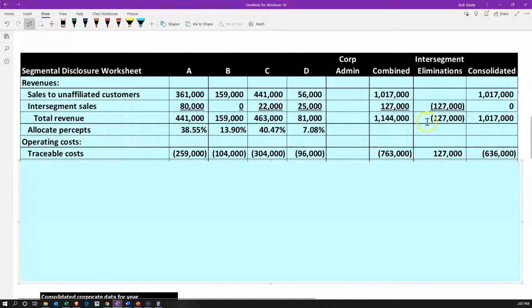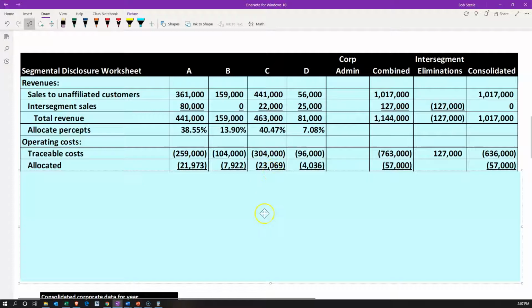Now, this is going to include these inter-segment sales, which are included in the traceable costs. So that's where the other side of our elimination will go. So we're going to say the 127,000 is then going to be eliminated, bringing the total, this number minus this number, to a negative number of 636.